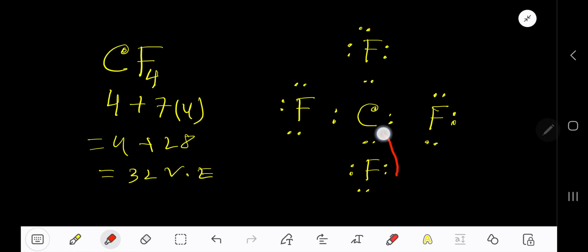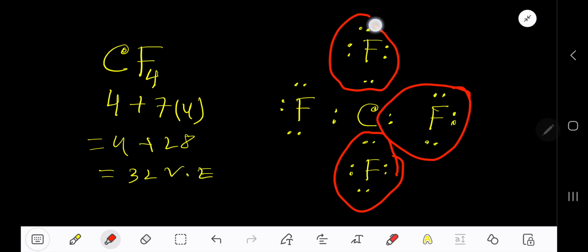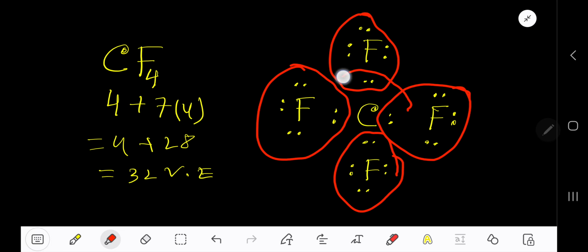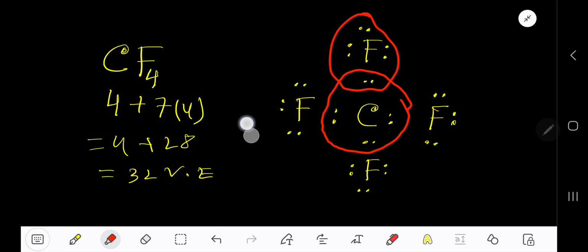Now count for octet. Octet, octet, octet, octet. And also this is the octet of the central atom. Okay, so this is the Lewis dot structure.